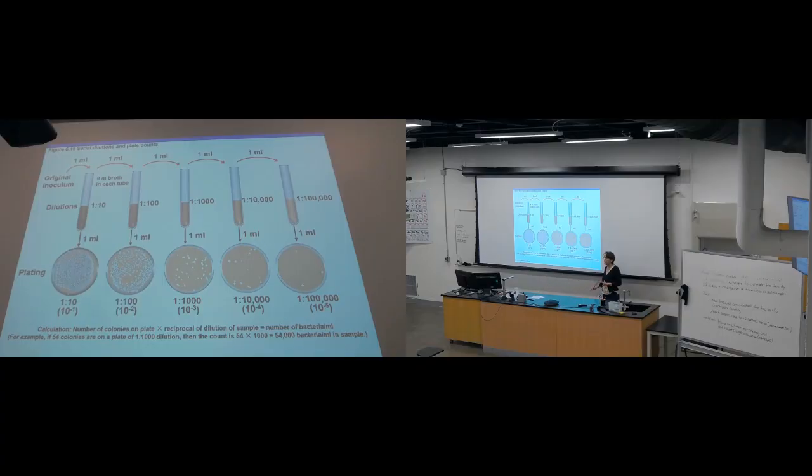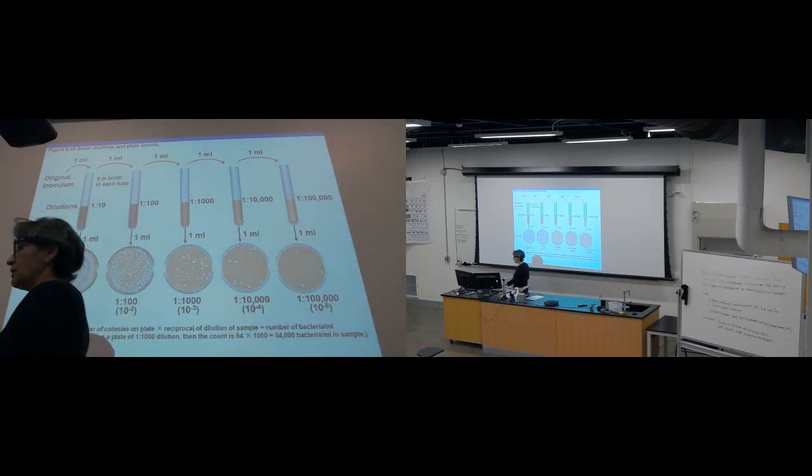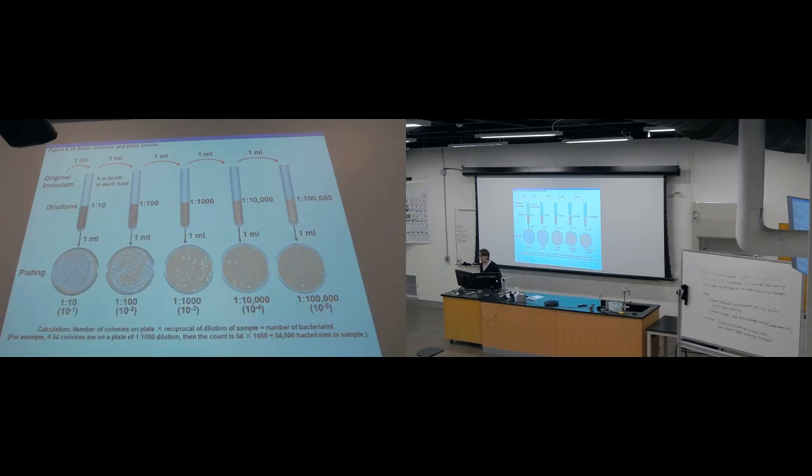Now, what if you have, for instance, 28 colonies in one plate, and in the other one you have, let's say, 180. So what plate do you think is much better to report? The one with 25 or the one with 180?